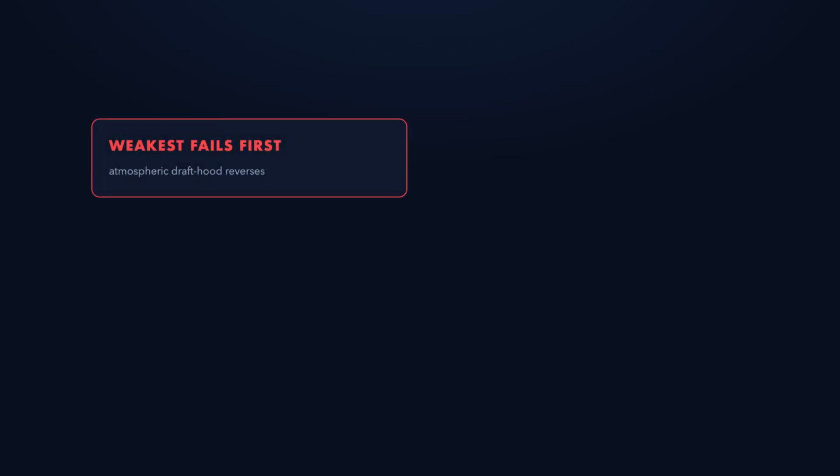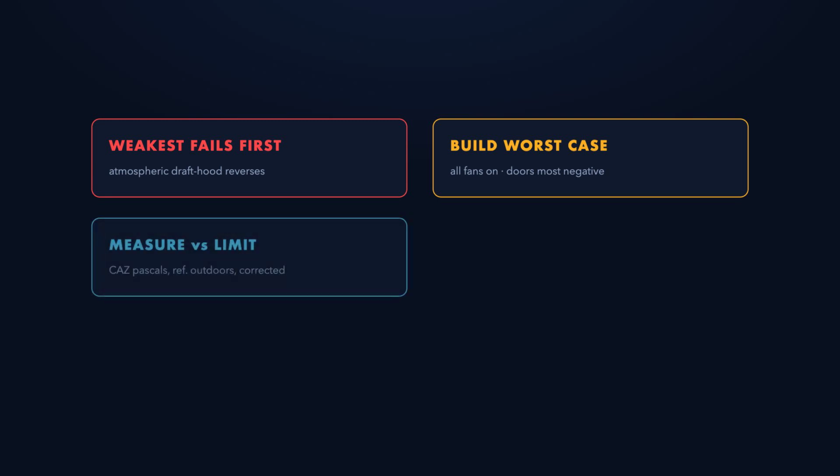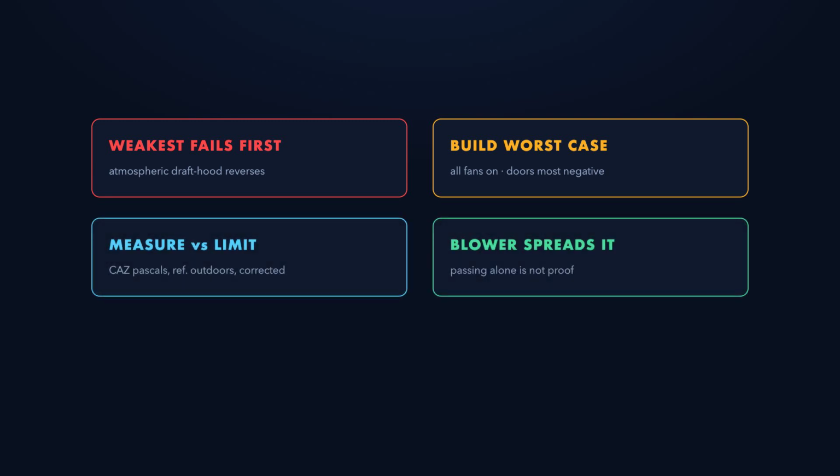Depressurization is how real homes fail. The weakest vent reverses first. Worst case is built on purpose. And the blower can spread whatever spills. An appliance passing in isolation proves nothing. Next episode, carbon monoxide response and the red tag.